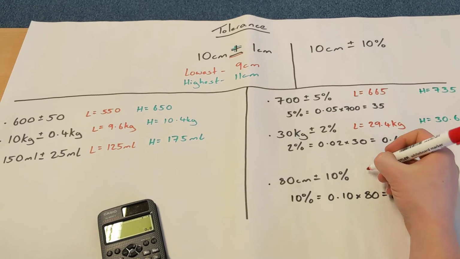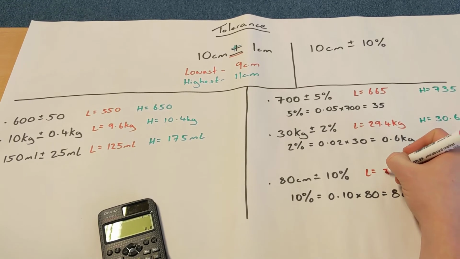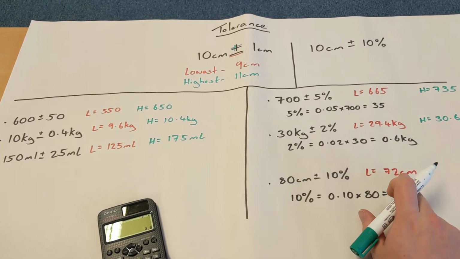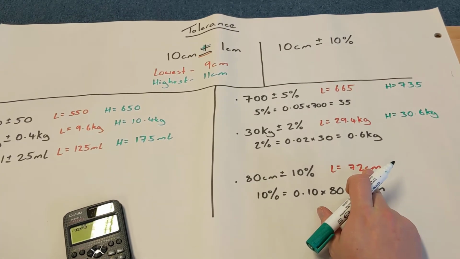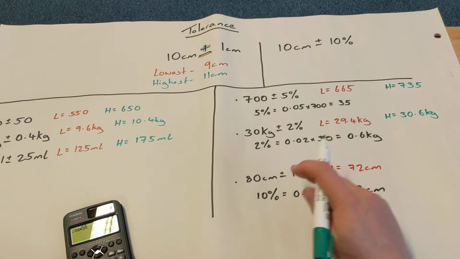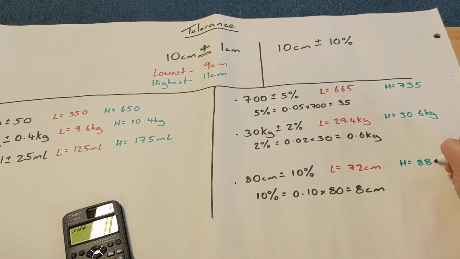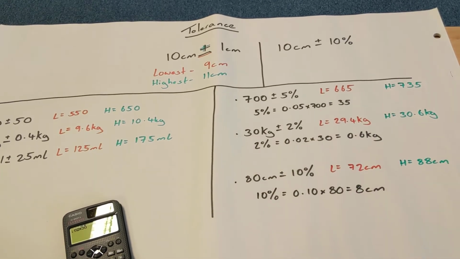So then our lowest, well, that's going to be 72 centimetres. Watch here, I'm being very careful with the units. We're making sure the units match the whole time. And then the highest, well, that's going to be 88 centimetres. And there we go. That's how you'd use your tolerances to work them out.